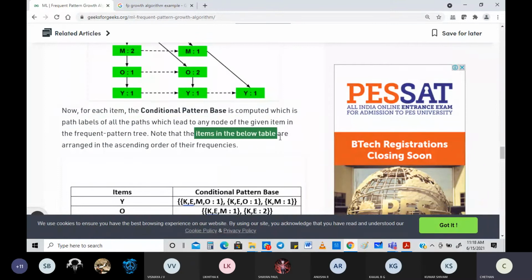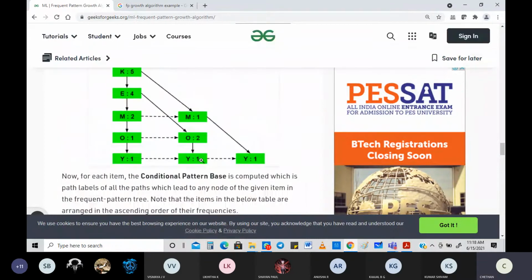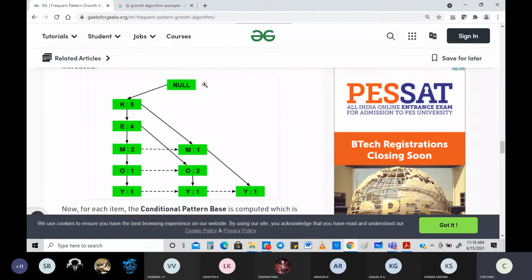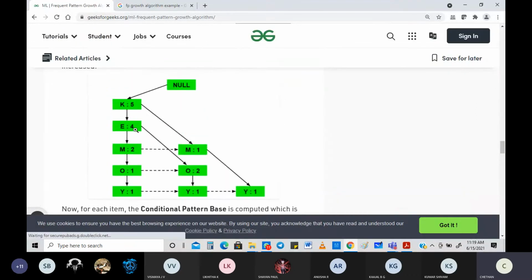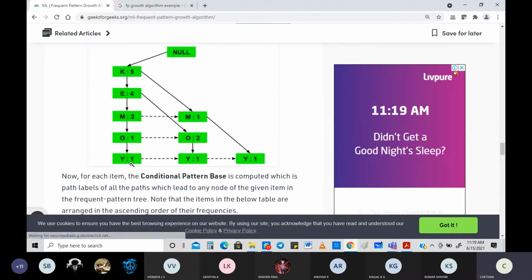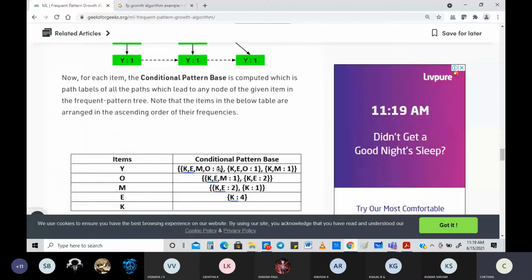Okay, the items in the below table are arranged in ascending order of their frequencies. What is the meaning of ascending order? You don't have to worry. You have written like this now, it will be in descending order. Now you start from the bottom, obviously it will become ascending order. So when you do that, see this Y, K, E, M, O. What is K, E, M, O? This one, K, E, M, O. And what is the value here? 1. You can see very clearly it's been written here.